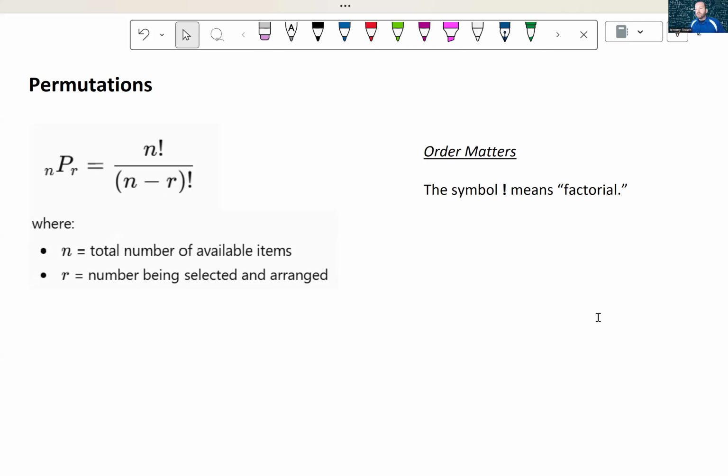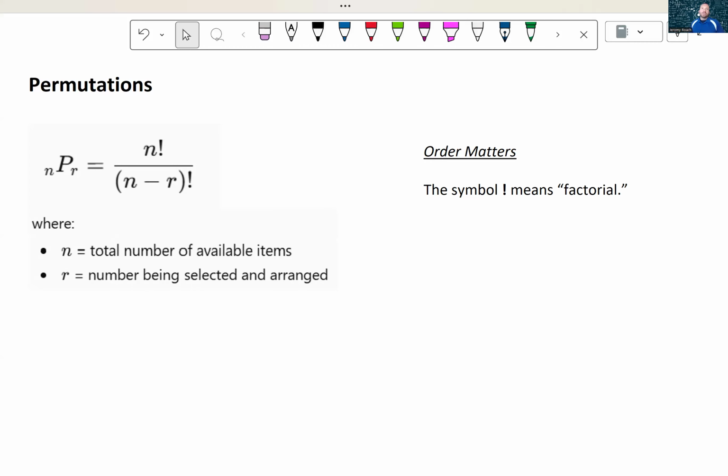This is our first formula, permutations, when order does matter. This exclamation point is called a factorial, and we'll go over how to use factorials in our example here. But n is the total number of available items that there are, and r is the number of items that are being selected or arranged.